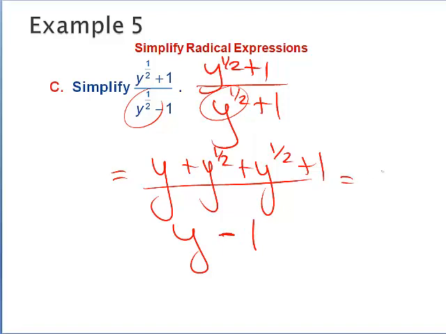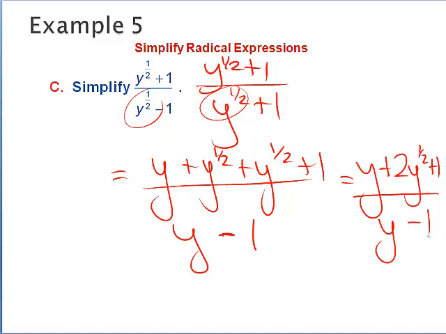So I'm going to collect like terms. So y plus 2 y to the 1/2 plus 1 over y minus 1. And that's my final answer.